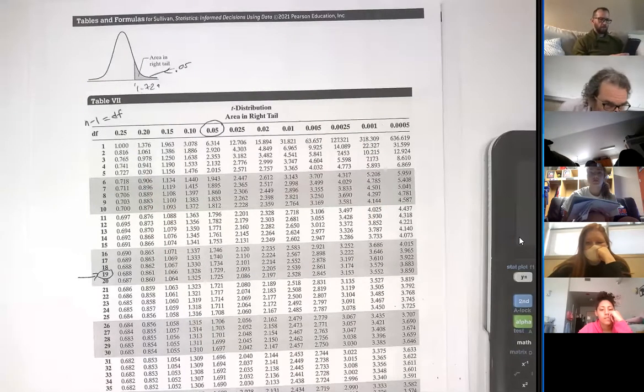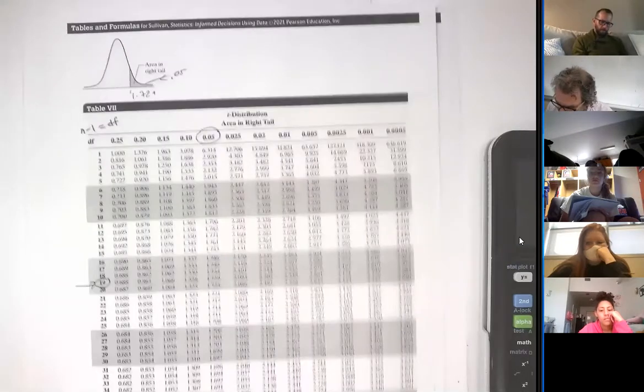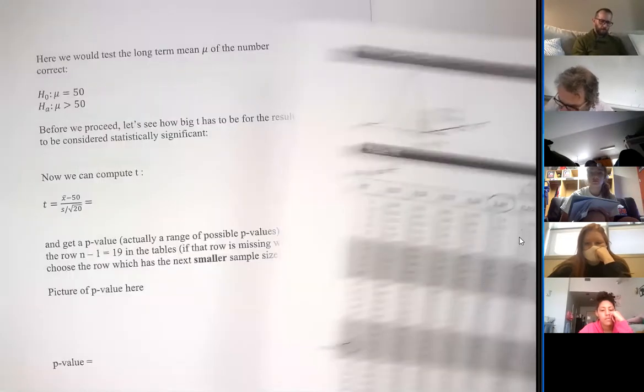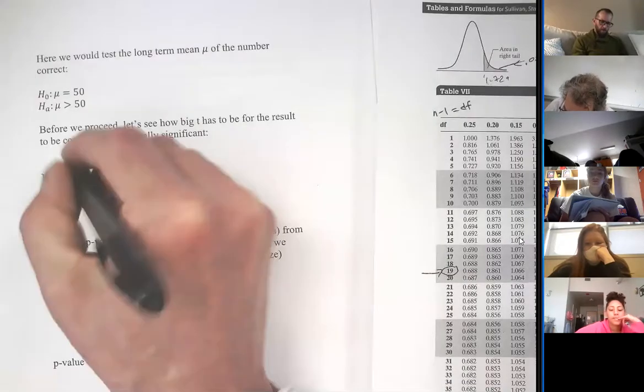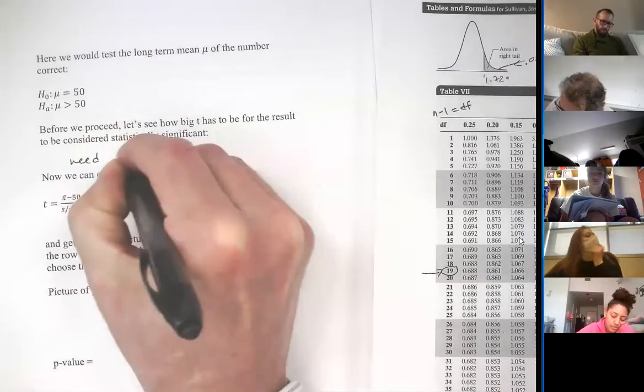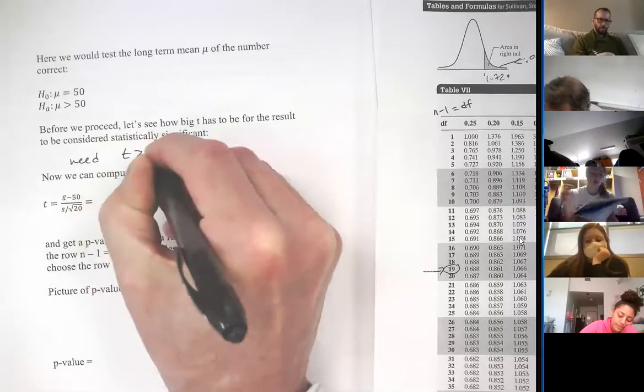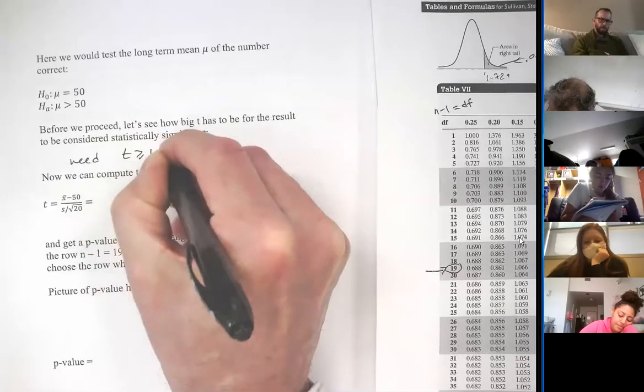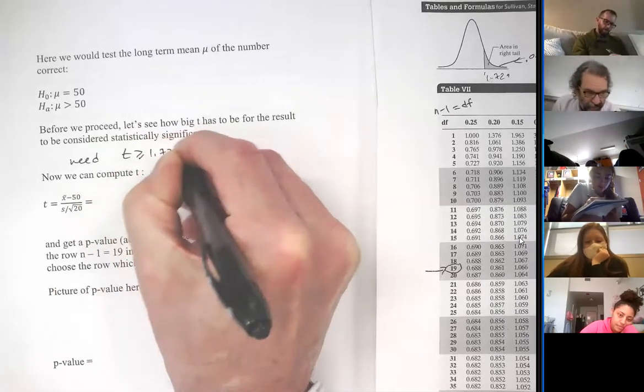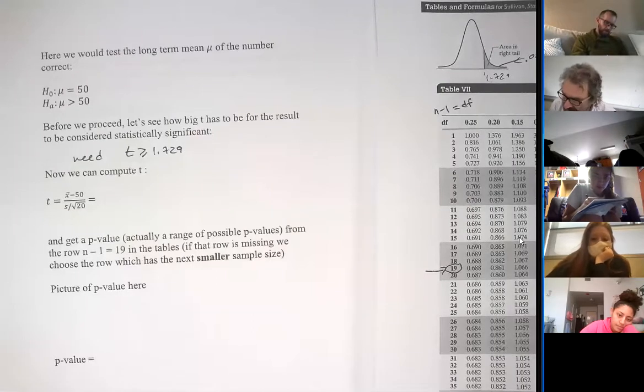If you beat 1.729, the upper tail will be smaller than 0.05 in probability. And we need 0.05 or less for the results to be considered statistically significant. So we're looking for those kinds of values. So we need T to be at least, what do we say it was? 1.729, like that. I have the feeling we're going to do a lot better than that because it's obvious, right?